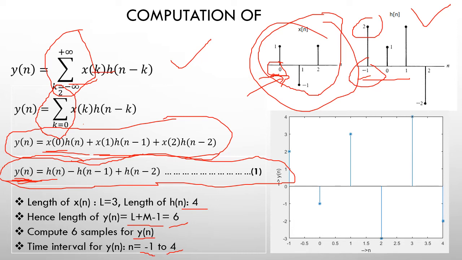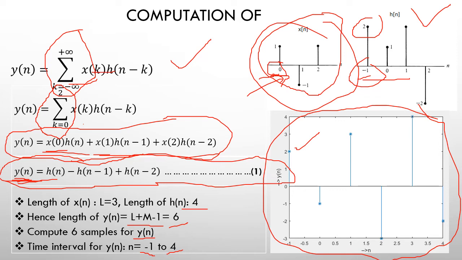Then we'll get a result like this. We're going to get 6 samples. The amplitude of the first sample will be 2. Then the second sample will have an amplitude of minus 1. Then you have 3, minus 3, 4 and minus 2. So these are the samples of y of n. Now the last task is to verify it, which we will see in the next slide.